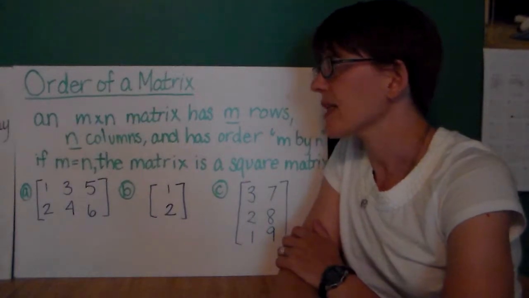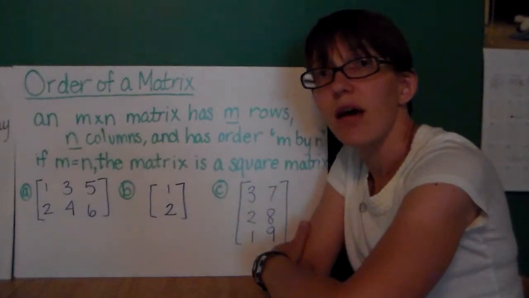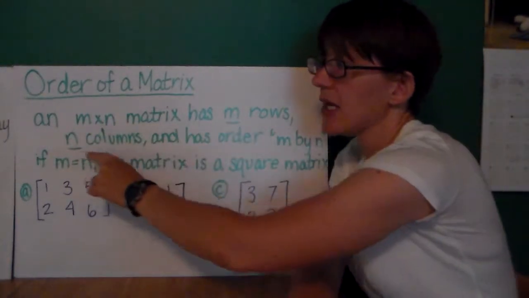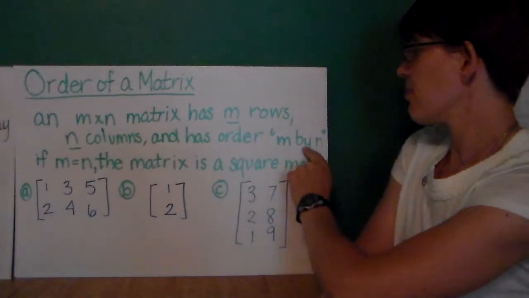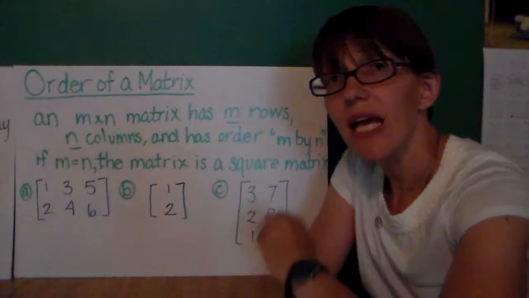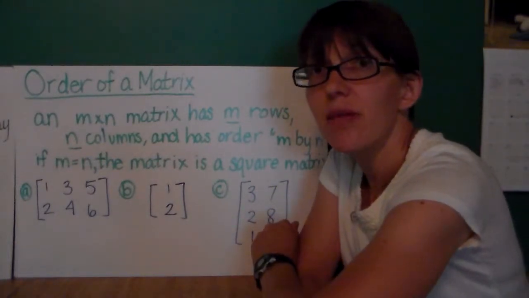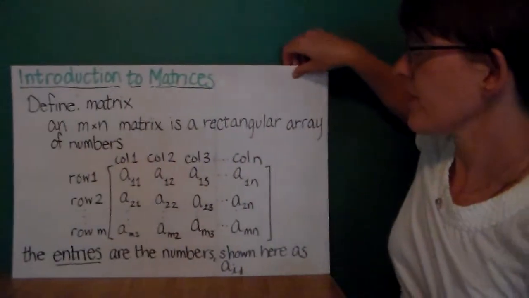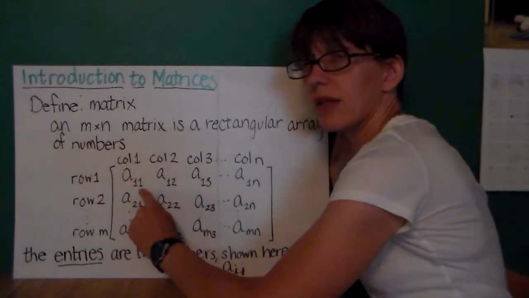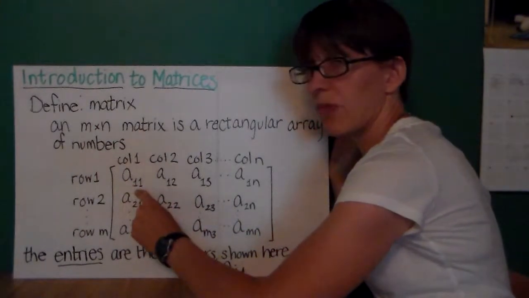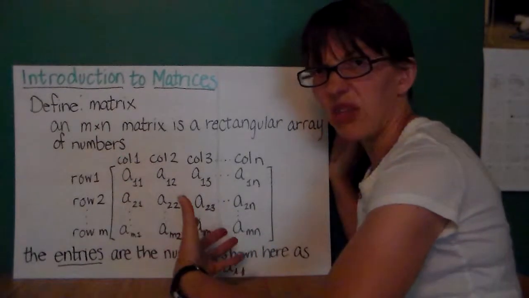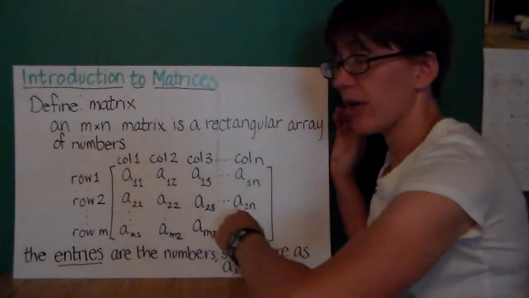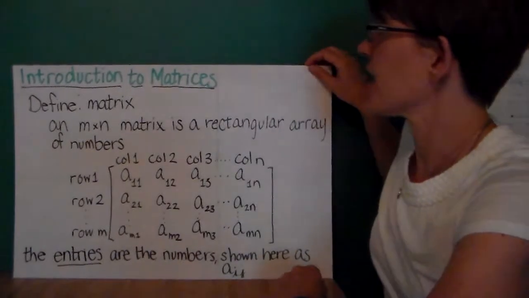The order of a matrix tells us the size of the matrix. An M by N matrix has M rows, N columns, and it has order M by N. If M and N are equal to each other, then the matrix is a square matrix. On our previous slide, the entries that have the same row and column number, like a_11, a_22, a_33, are on what's called the main diagonal of the matrix. It goes right across. Only square matrices have this main diagonal.